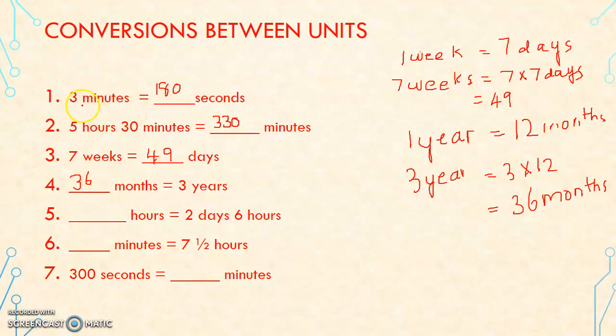So, ഇവിടെ നമ്മൾ minutes നെ seconds ലേക്ക് ആക്കാൻ into 60 ചെയ്യണം. Hours നെ minutes ലേക്ക് ആക്കാൻ into 60 ചെയ്യണം. We know 1 week is equal to 7 days. So, week നെ days ലേക്ക് ആക്കാൻ into 7 ചെയ്യണം. Similarly, 1 year 12 months ആണ്. So, year നെ months ആക്കാൻ into 12 ചെയ്യണം.